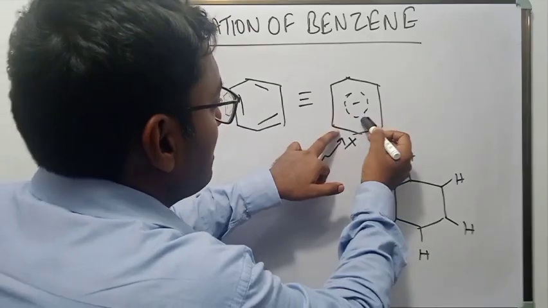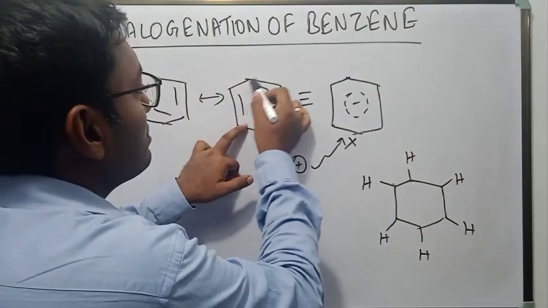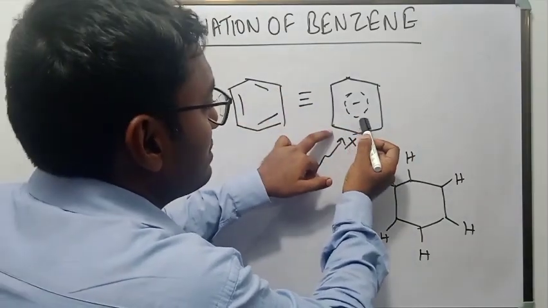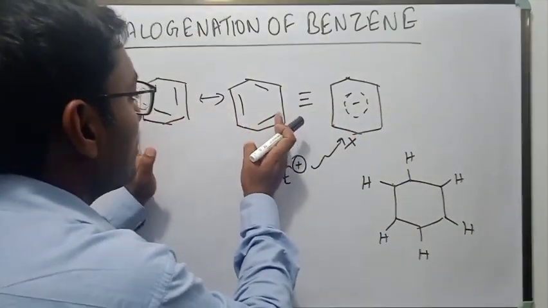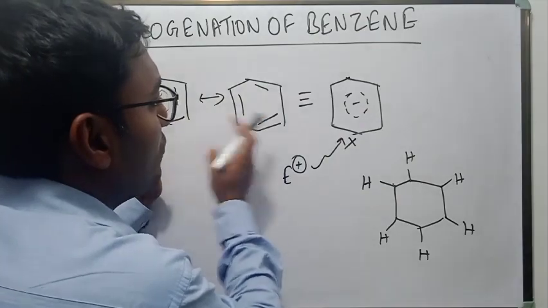Why do we call it resonance? Because the delocalization of electrons is referred to as resonance. So this is a resonance hybrid structure of benzene, that is the combination of the two canonical forms of benzene.